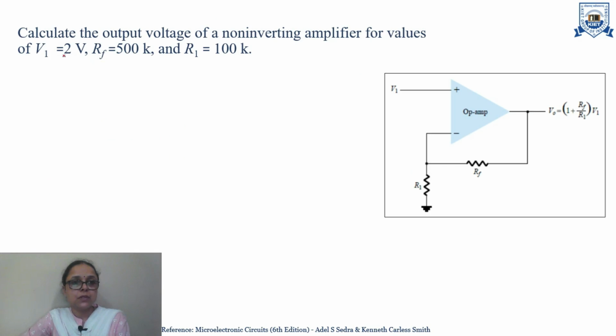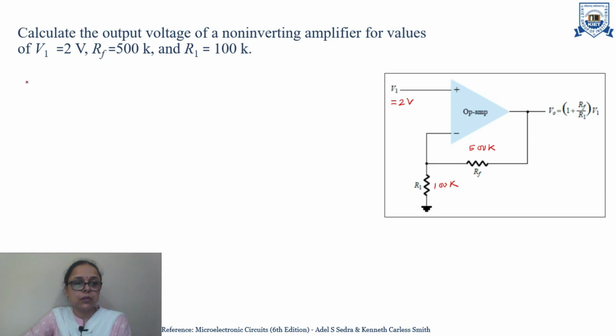Now we will solve one numerical based on this non-inverting amplifier. The values are given as V1 is 2 volts, RF is 500 kilo ohms, R1 is 100 kilo ohms. So we have to calculate the output voltage for this amplifier.